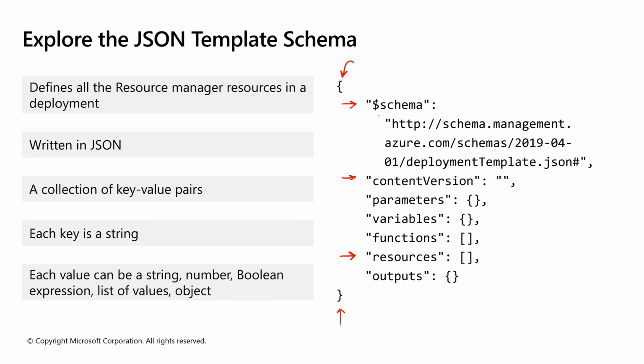The three important ones that you must have in a template for it to be accepted as a JSON template are your schema, your content version, and your resources as elements part of your template. Other elements may aid you in creating your resources, or you could use these to provide some additional details. However, they're not a must to be completed for you to create a template. Now, let's have a quick look at some of this on the portal.